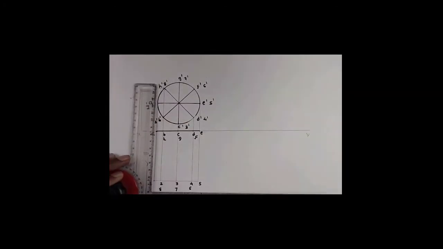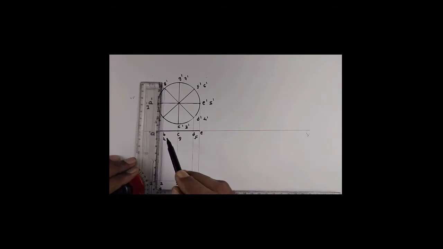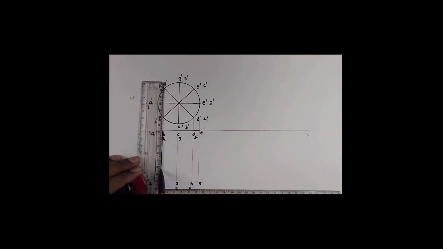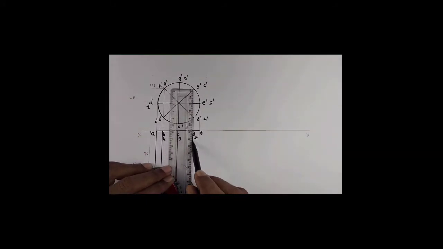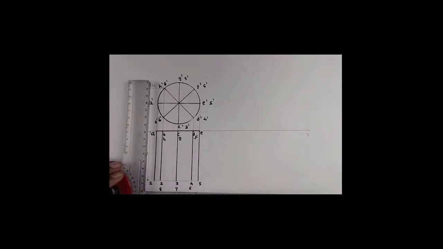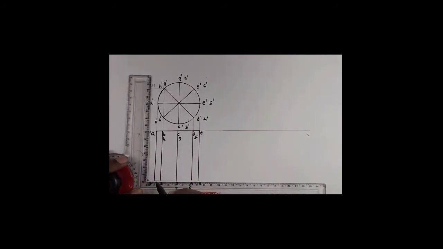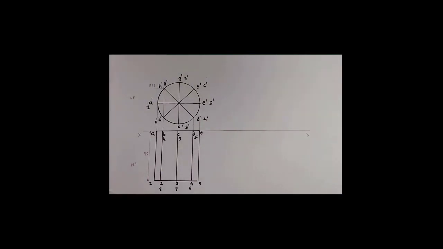Now we create our rectangle in the plan, showing all the plan of generator. Plan of generators are full. This is a top view of base away from VP plane.